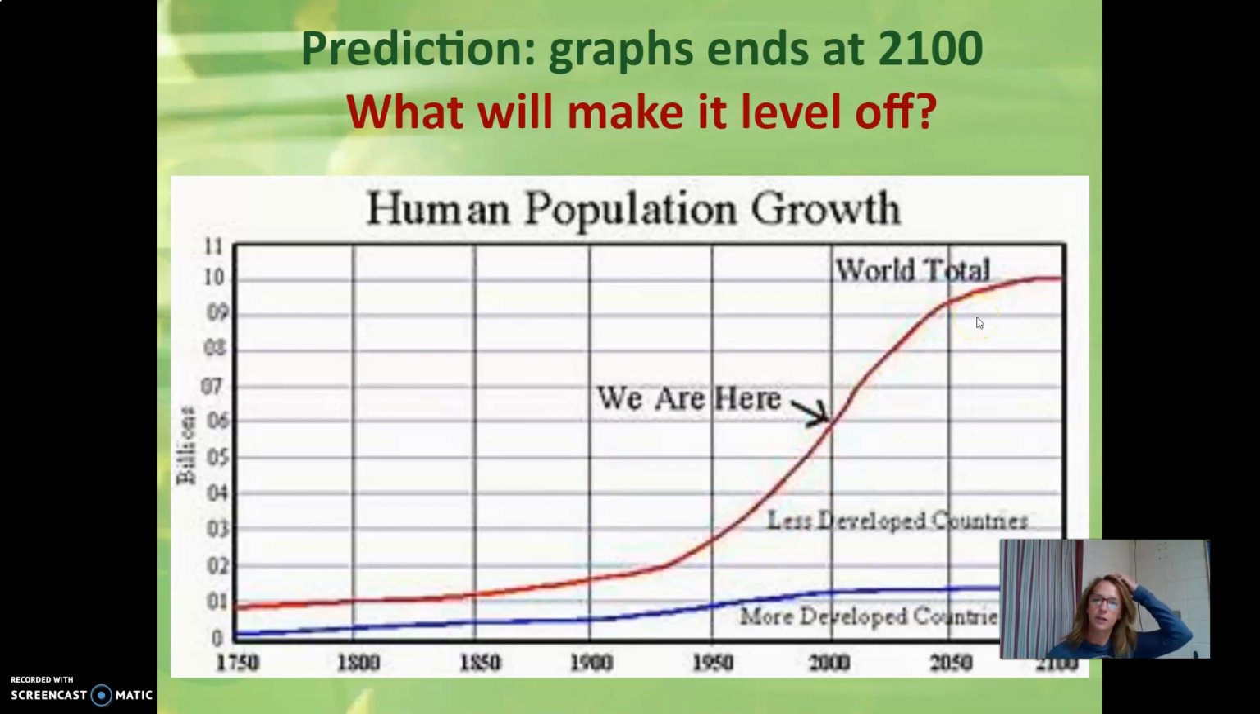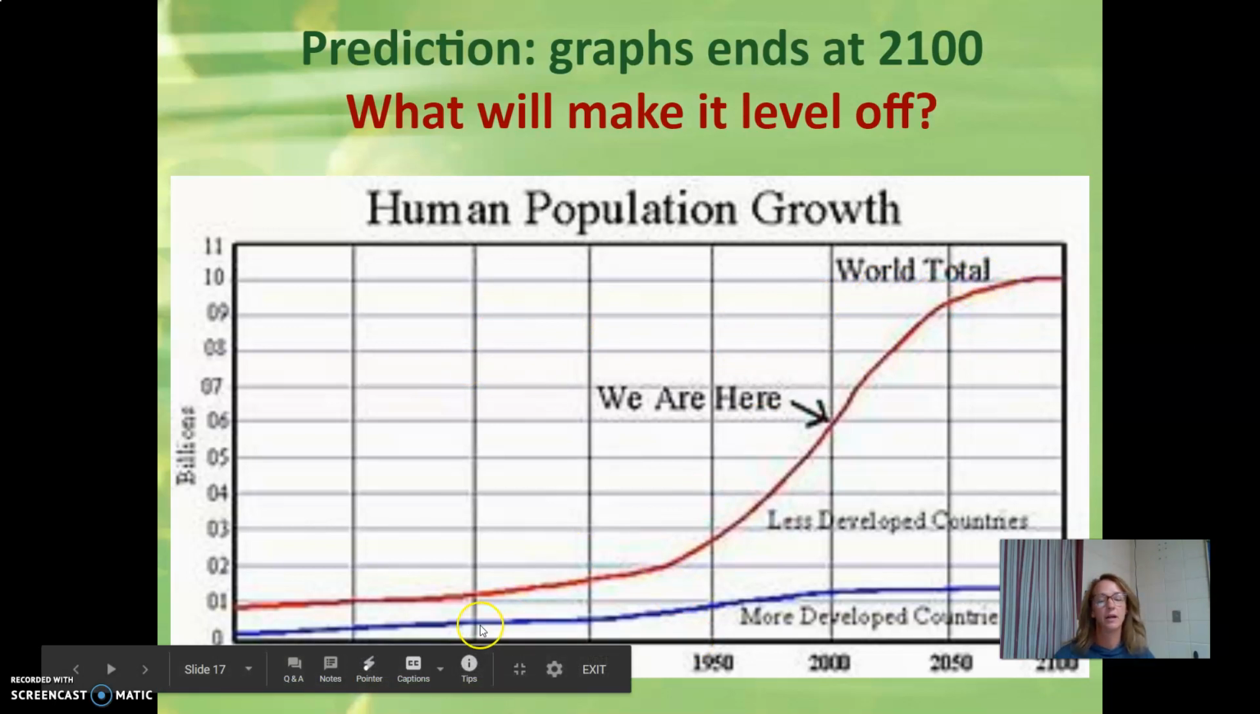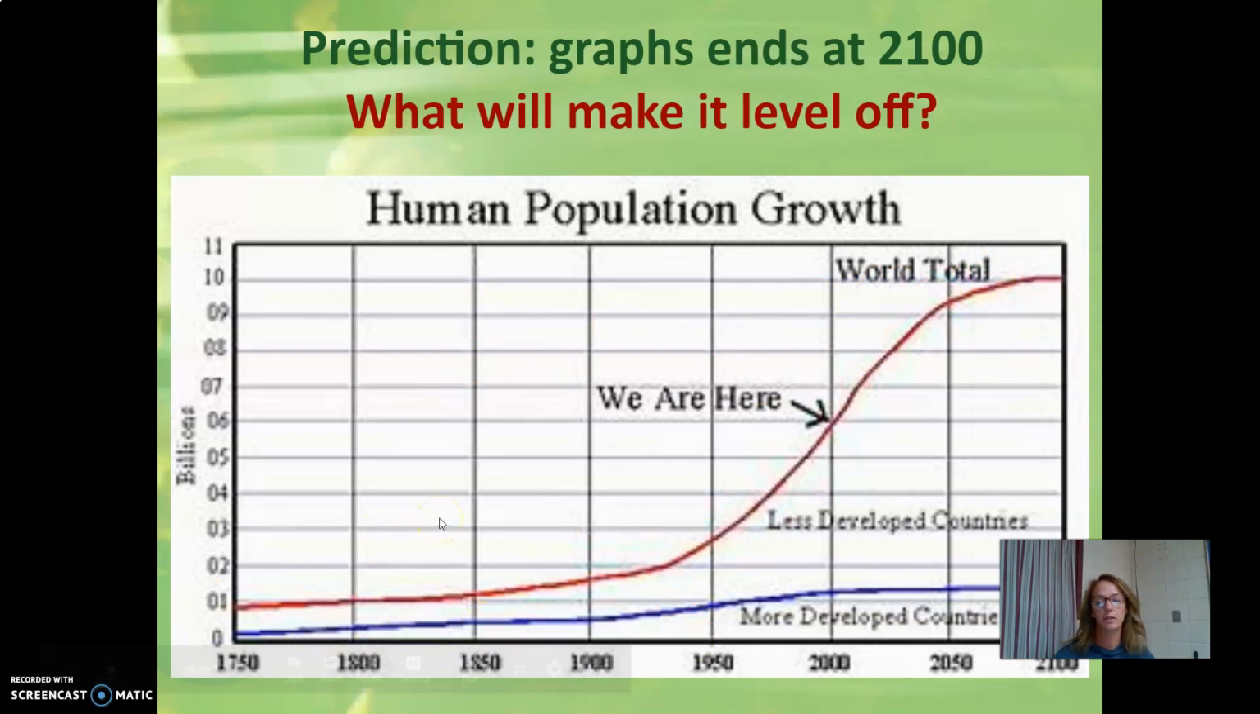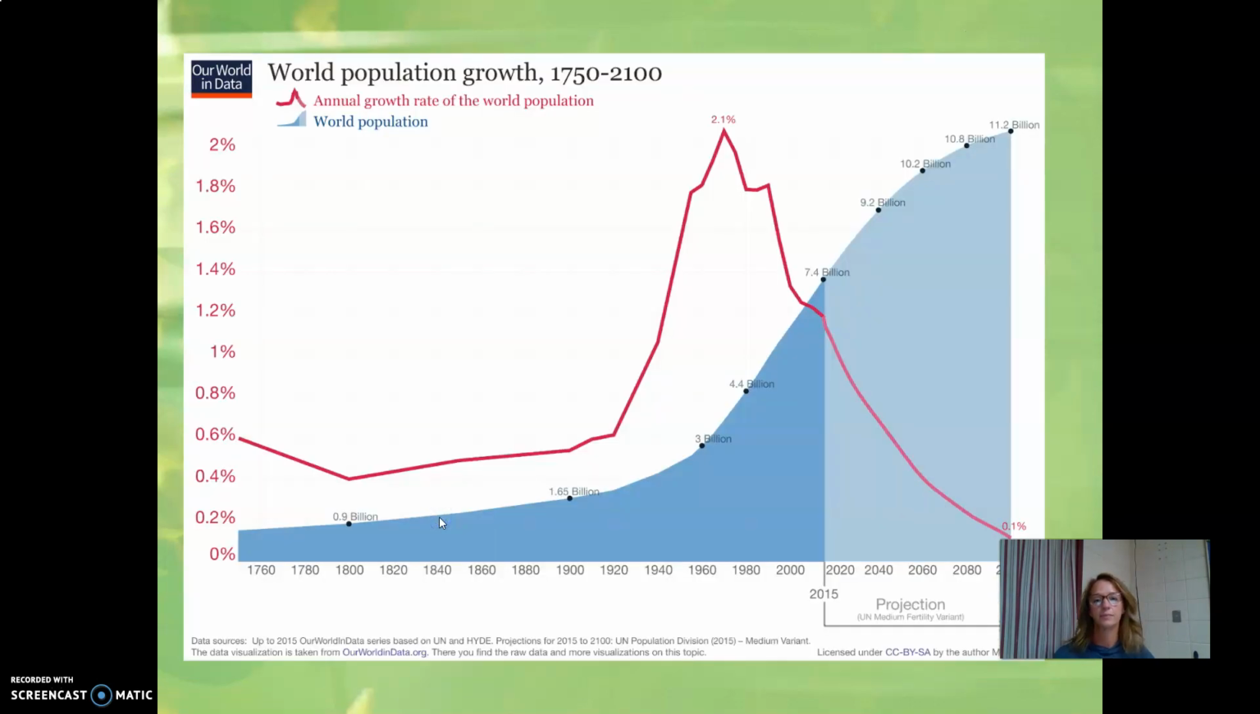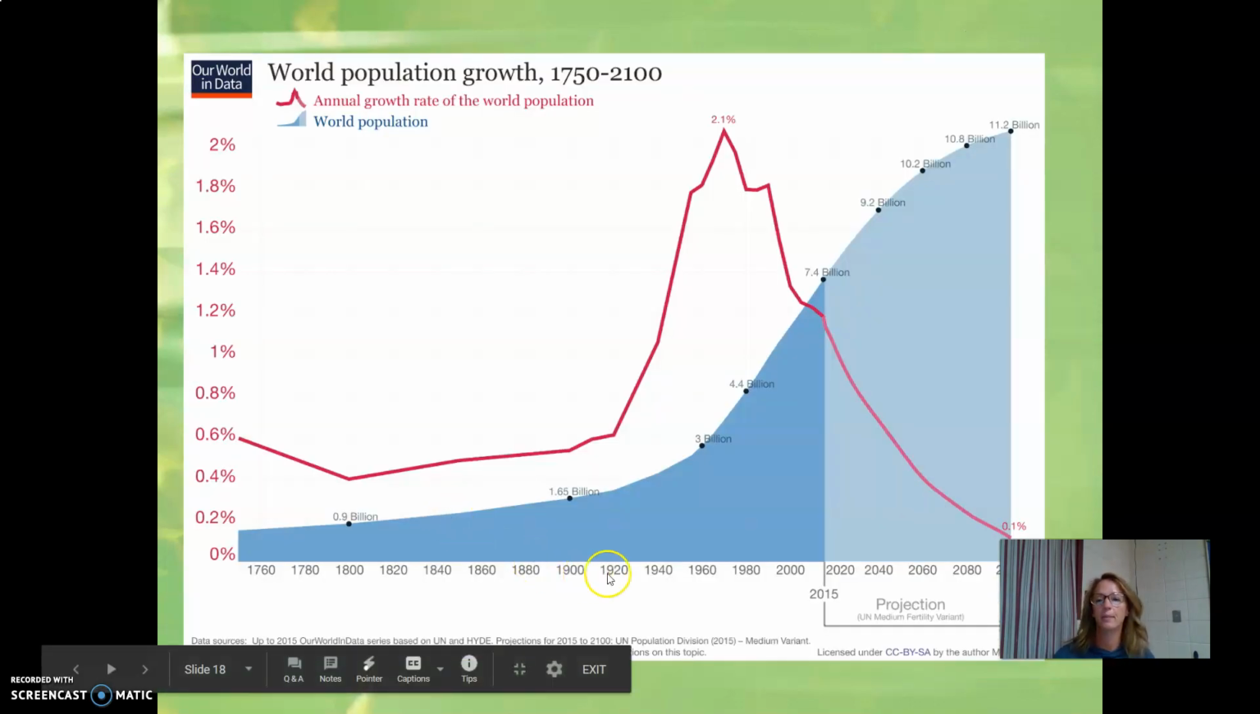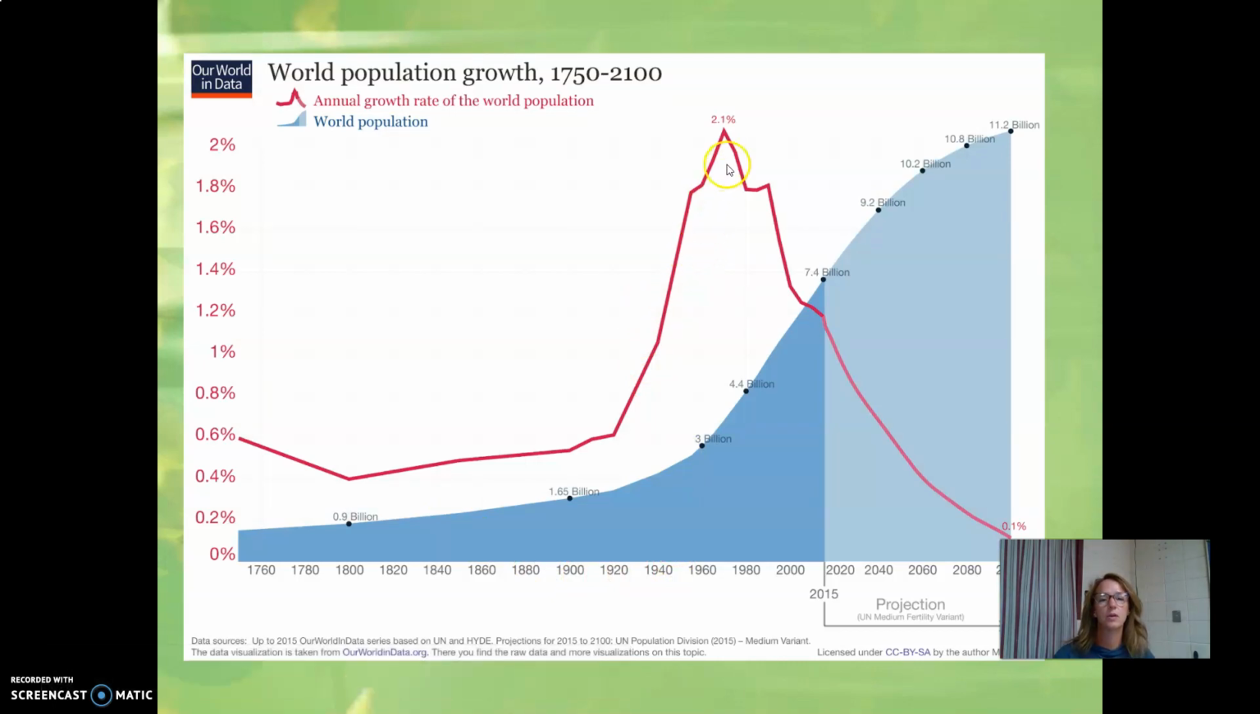It has been estimated, I've seen lots of different curves, that we will hit a human carrying capacity. The latest number I heard was about 16 billion. This graph says that our carrying capacity is about 10 billion, and it all depends on what's happening with technology really, and agriculture and healthcare. Here's another look at world population. So this is our growth rate.